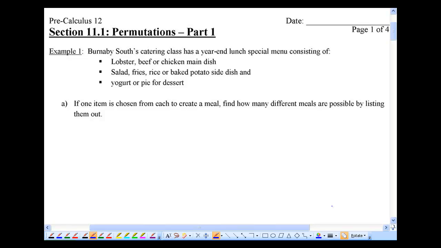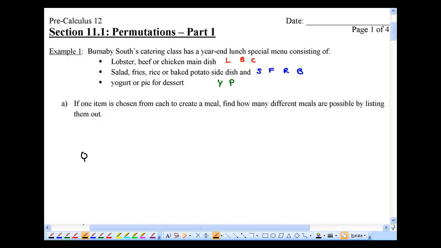So if one item is chosen from each to create a meal, find out how many different meals are possible by listing them out. You do whichever method you like. I'm kind of lazy, so I'm just going to use L, B, and C for lobster, beef, and chicken. How about S, F, R, and B for salad, fries, rice, and baked potato? And then for the dessert, yogurt or pie, Y and P.